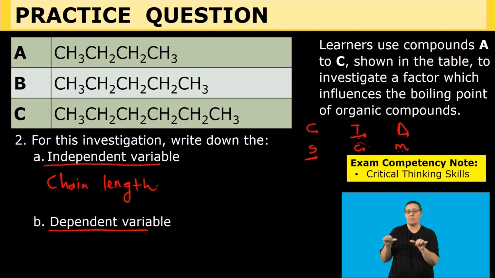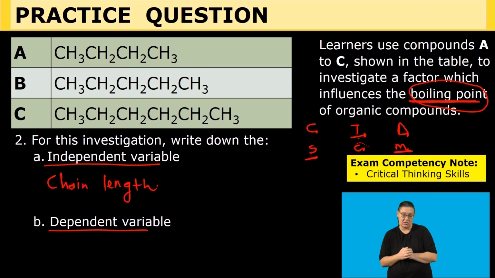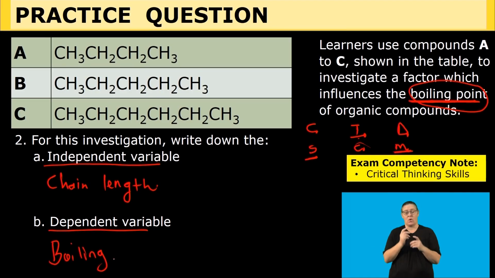Remember, dependent is what is measured. This is going to be given by the statement given to you. We are reading here that learners are using compounds A to C shown in the table to investigate a factor which influences the boiling point. So for them to see that the boiling point is influenced, they need to measure the boiling point of each organic molecule. Therefore the boiling point is our dependent variable.